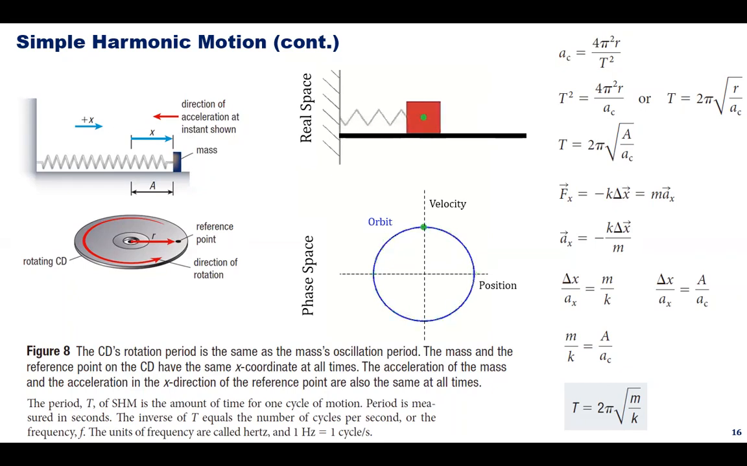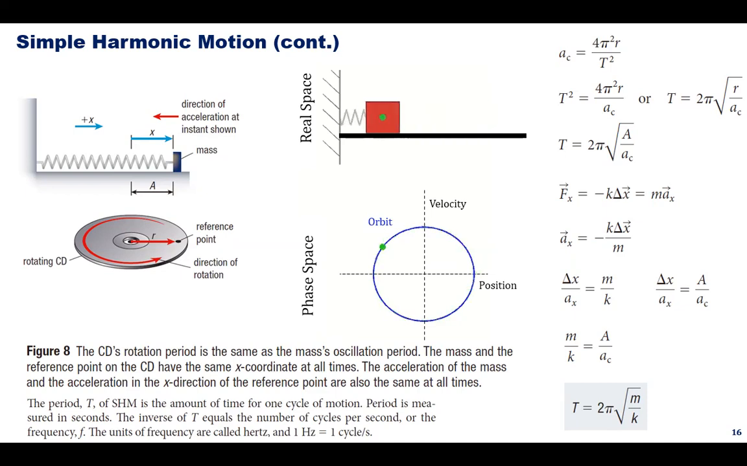The equation F_x equals negative kx equals ma_x means that acceleration a_x equals negative kx over m. The ratio of the magnitude of displacement to the magnitude of the acceleration is then given by delta x over a_x equals m over k. At the point of maximum stretch, we have delta x over a_x equals A over a_C, which means m over k equals A over a_C, right?